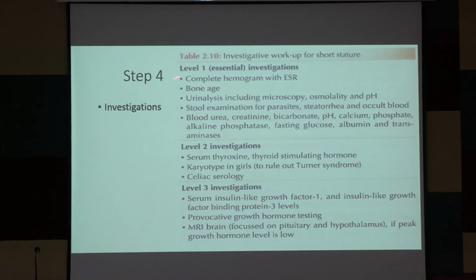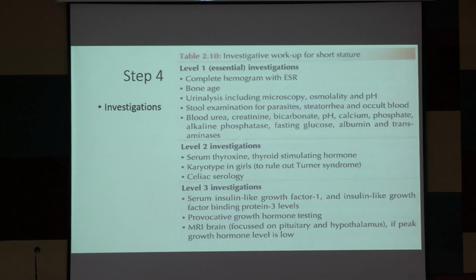Bone age we have done already, X-ray we have done. Urine analysis, to check for any kidney problem. Blood urea, creatinine. Stool examination for malabsorption. Next is bicarbonate, pH, calcium, phosphate, alkaline phosphatase. It is for what? Rickets. LFT, sugar. So these are the basic investigations.